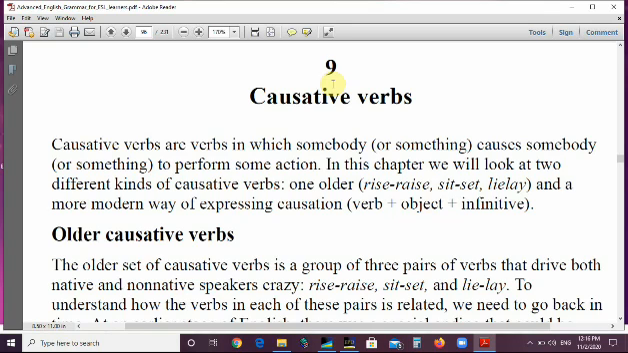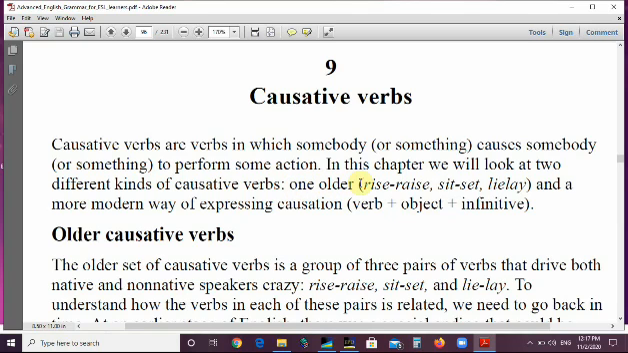Today we are going to do grammar lesson 9, causative verbs. Causative verbs are verbs in which somebody or something causes somebody or something to perform some action. Again, the word causative is taken from the word cause. Causative verbs are verbs in which somebody causes somebody else, or something causes somebody, or somebody causes something to perform some action. In this chapter, we will look at two different kinds of causative verbs.